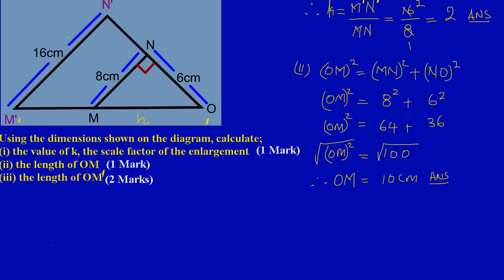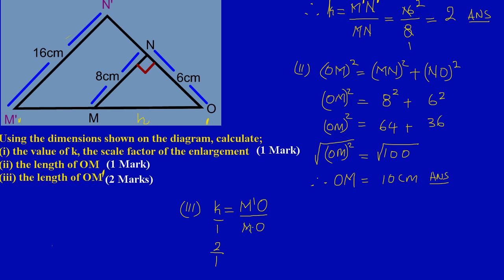Now part 3, to answer part 3, we can say by substitution, the scale factor, which is k, must be equal to the big over the small. Now if we note, the big is M prime to O, and that would be over the small, which is MO. Okay, now we could just go solve by substitution. Here we were already given the scale factor. The scale factor here we could just say that's 2 over 1.